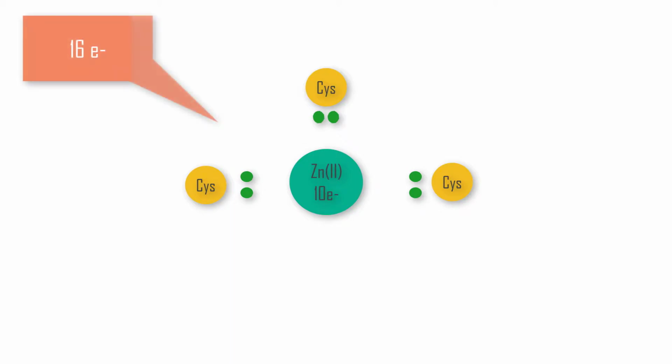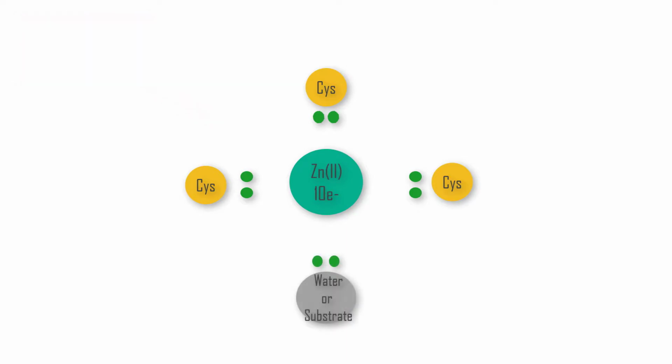Since there are 10 d electrons in zinc 2+, and each ligand will also contribute 2 electrons to the total electron count, this is a total of 16 electrons. Zinc is normally bound to either water or the substrate, which will contribute another 2 electrons to the total electron count. When there are 18 electrons in the total electron count, zinc is coordinatively saturated and stable.